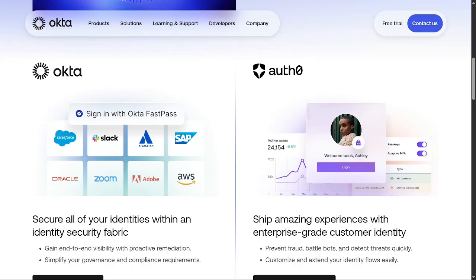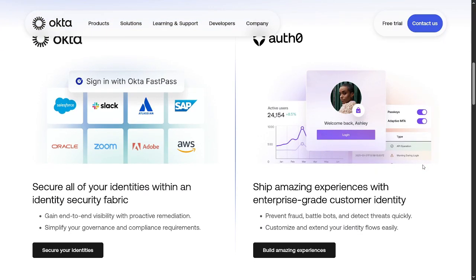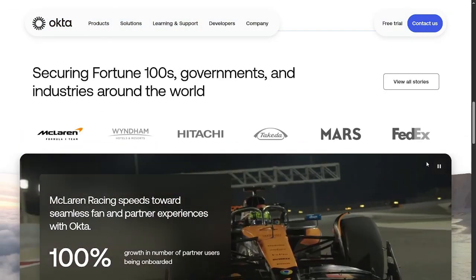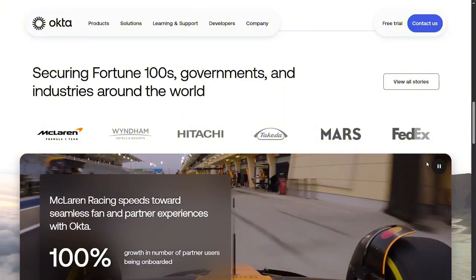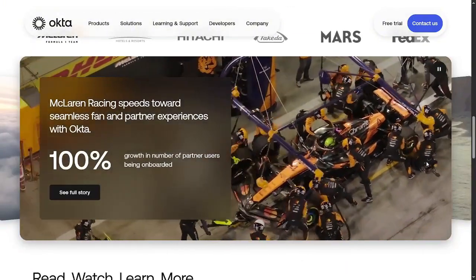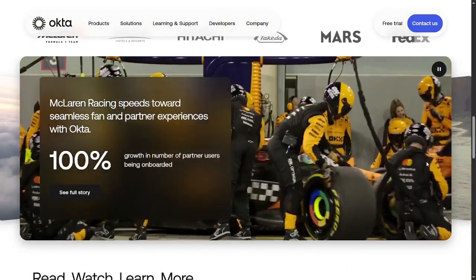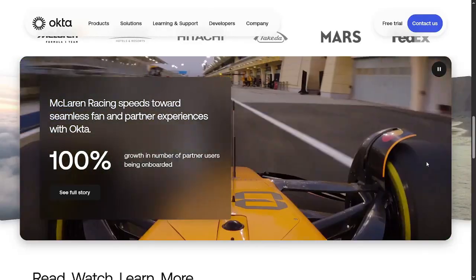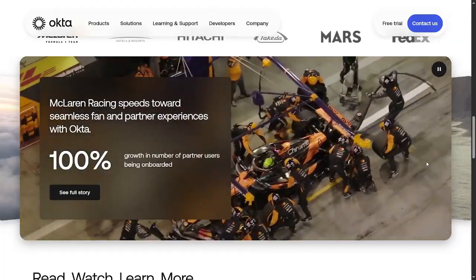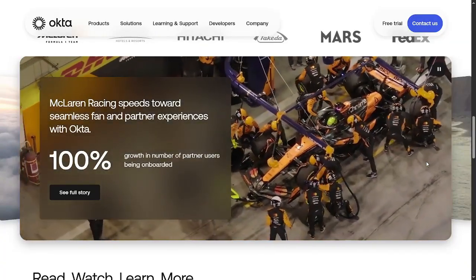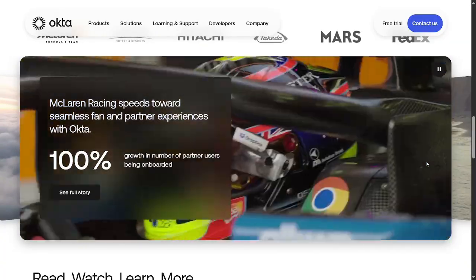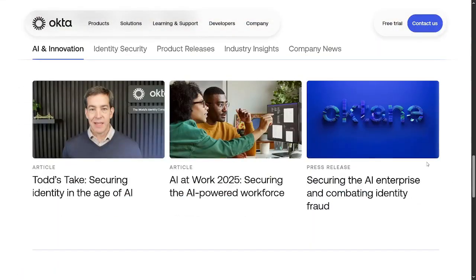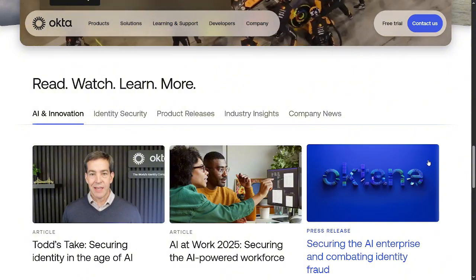Okta Identity approaches the problem from the opposite direction. It is built to be the central source of identity for your business. Okta manages authentication, single sign-on, user lifecycle, and role-based policies. It connects employees, customers, and partners to the systems they need. When someone joins the company, Okta can automatically create accounts. When someone leaves, Okta can remove access everywhere with a single action.